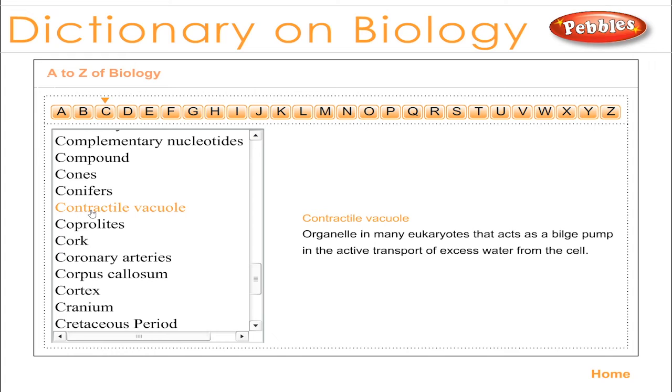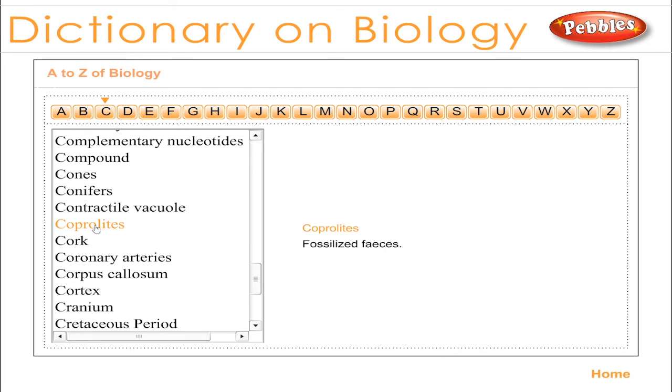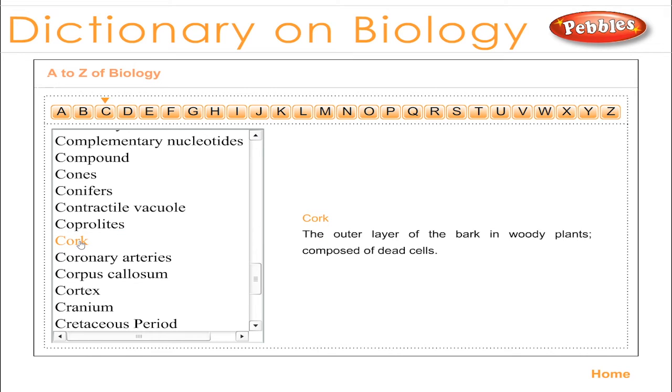Contractile vacuole, organelle in many eukaryotes that acts as a bilge pump in the active transport of excess water from the cell. Coprolites, fossilized feces. Cork, the outer layer of the bark in woody plants, composed of dead cells. Coronary arteries, arteries that supply the heart's muscle fibers with nutrients and oxygen.